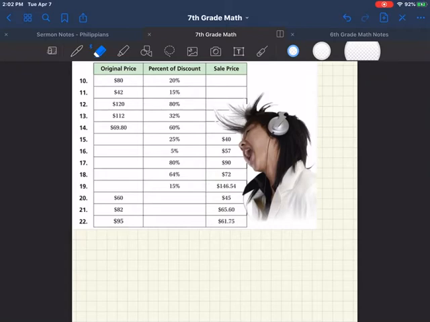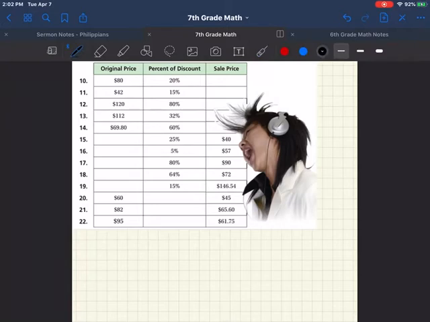Hey everyone, I've had some questions about section 6.5 and specifically about this chart, so let's talk about this. This actually is a good chart, but it asks us different questions. All of these here, it wants to know the sale price. So it wants to know what is the price after we apply a discount.